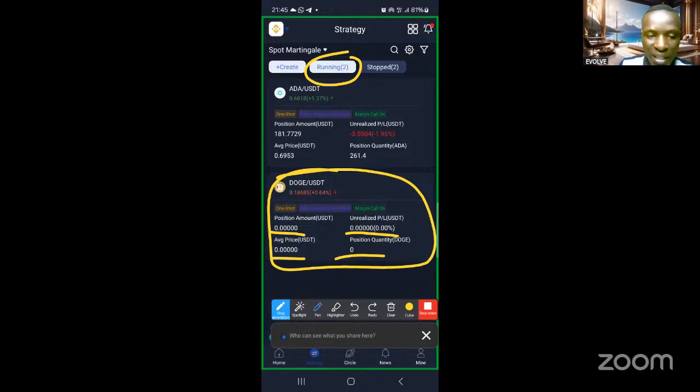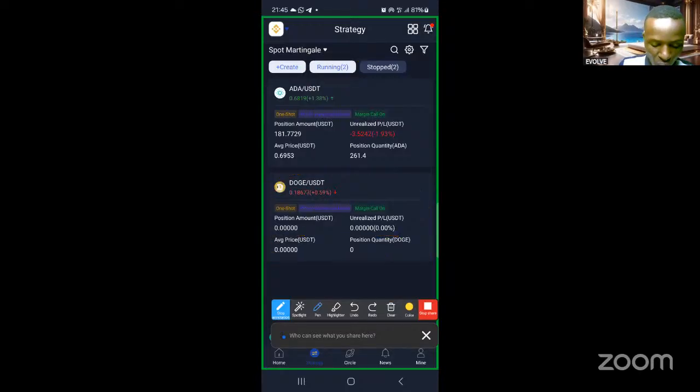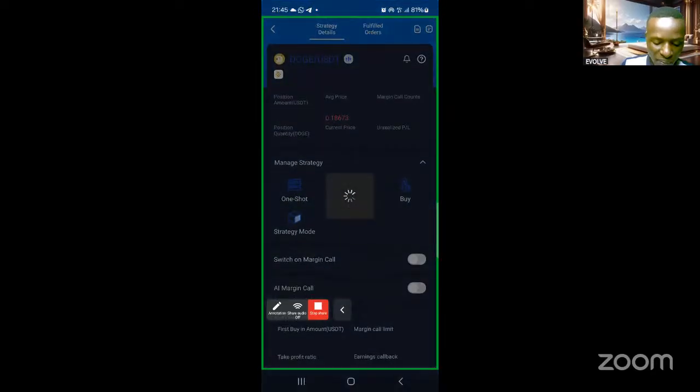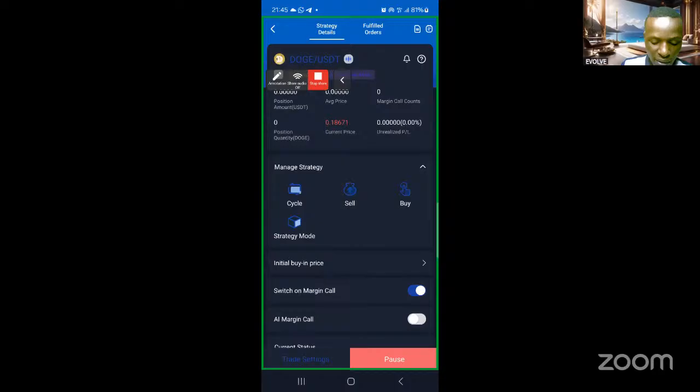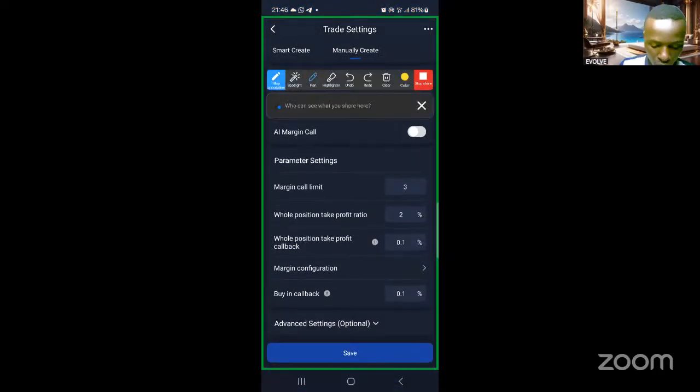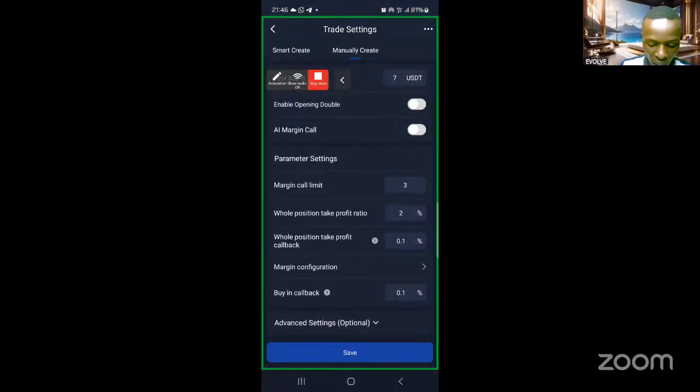Something has to be edited. This coin has a signal, an indicator in it. So the robot is monitoring, waiting for the indicator for it to buy. I want to remove that indicator so that it buys automatically on the preset price. I mean on the current price.